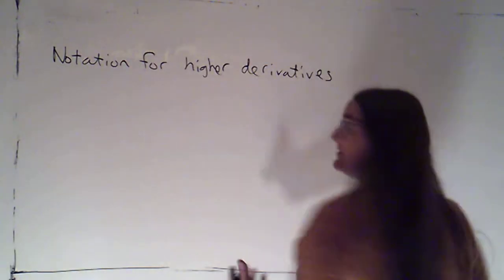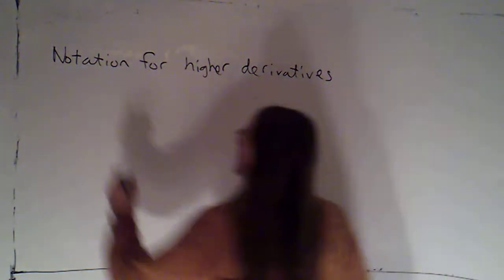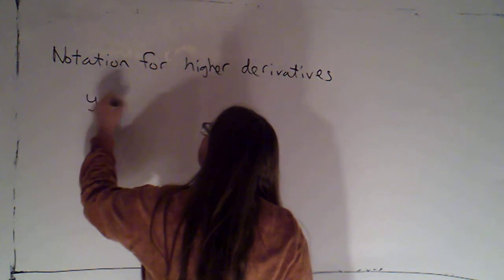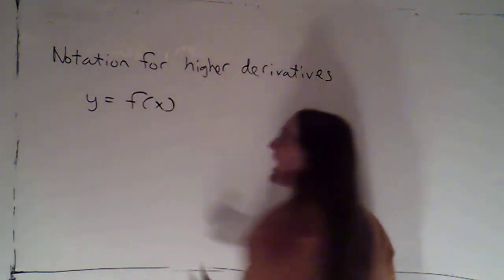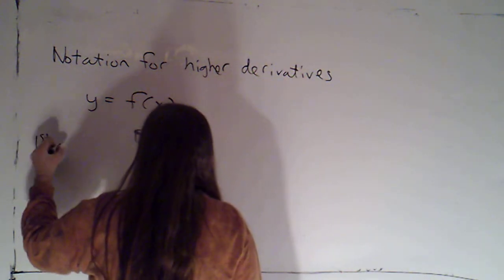In the last video, we discussed the concept of higher order derivatives. Now we're going to just take a look at the notation. Okay. So if I have y equals f of x, I can take the first derivative.